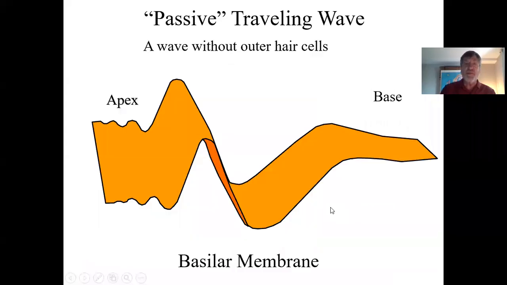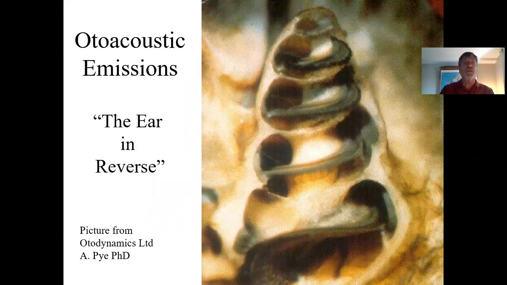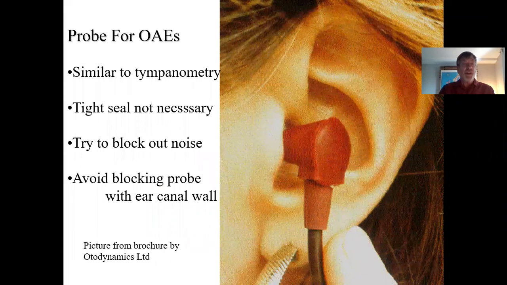OAEs, otoacoustic emissions. That's why we showed you this slide. The ear in reverse. The probe for otoacoustic emissions is quite similar to tympanometry that you will be learning in 140 audiometry or 130 audiometry. A tight seal isn't necessary. You're mainly blocking out the noise.